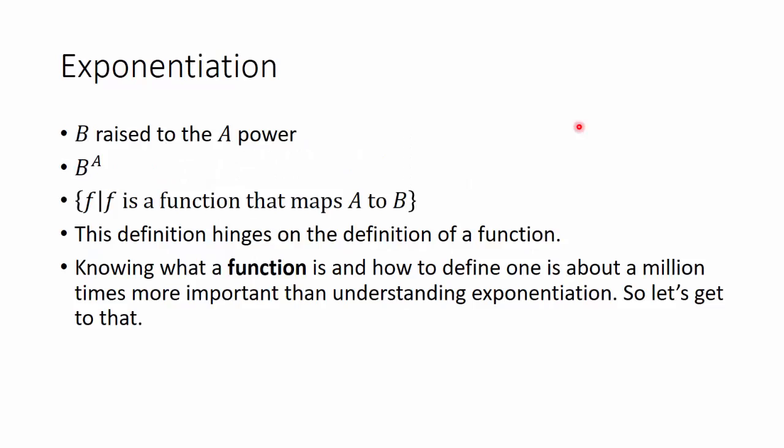The last set operation that we want to go over is exponentiation. So these are all ways of writing down the same set: B raised to the A power, or we could write it in symbolic notation like this. We could also write down the set of all f such that f is a function that maps A to B. Now, this definition obviously is going to hinge on the definition of a function.